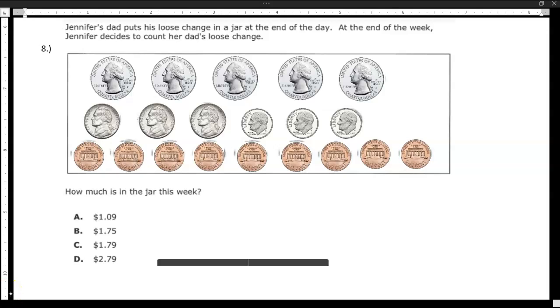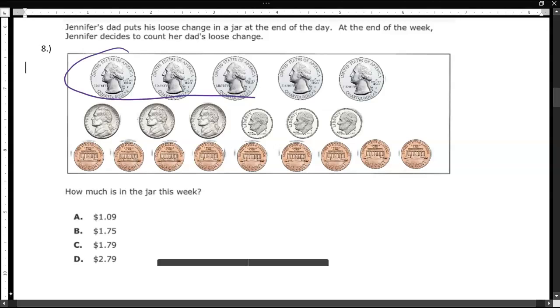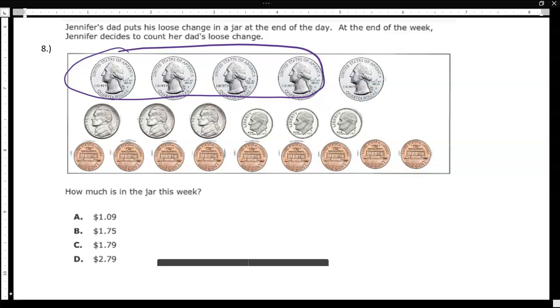Number 8. Jennifer's dad puts his loose change in a jar at the end of the day. At the end of the week, Jennifer decides to count her dad's loose change. How much is in the jar this week? All right, well, we see the top row are quarters, right? You know that 4 quarters makes a dollar. And if we have a quarter left, that is $1.25.